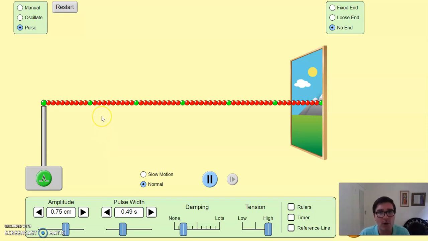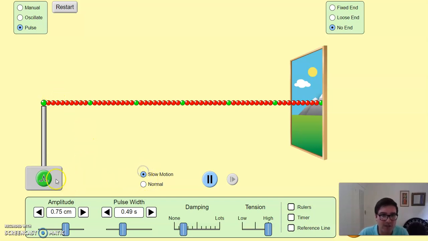Now, the first important thing of a transverse pulse is the fact that it is transverse. Okay, why is that important? Here, the bar moved the first bead up and down. What happened with the wave? The wave traveled perpendicular to that at a 90-degree angle. The energy traveled perpendicular to the disturbance that was created in the medium.